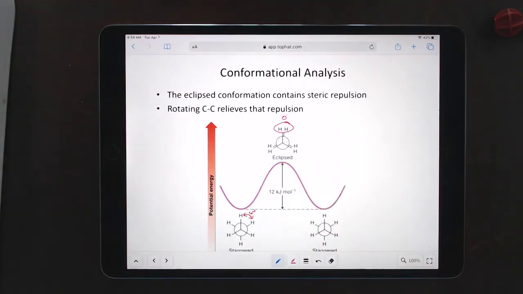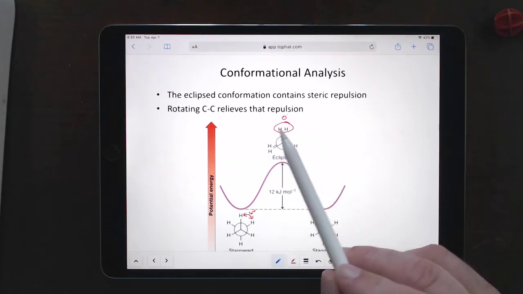Just like when people who don't know each other get onto an elevator, what happens? They move off to the corners to give everybody space, right? It's the same thing here. When they're in the staggered form, they give the maximum amount of personal space for each atom.